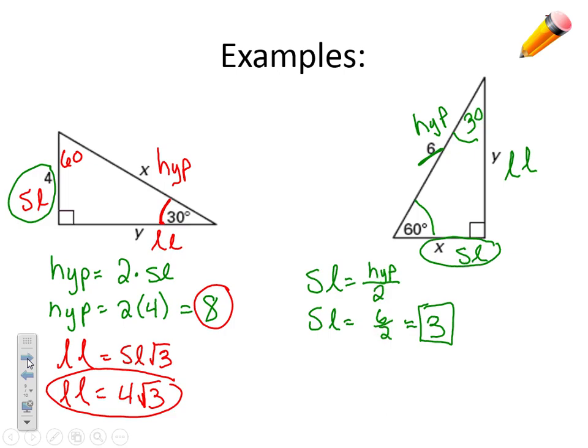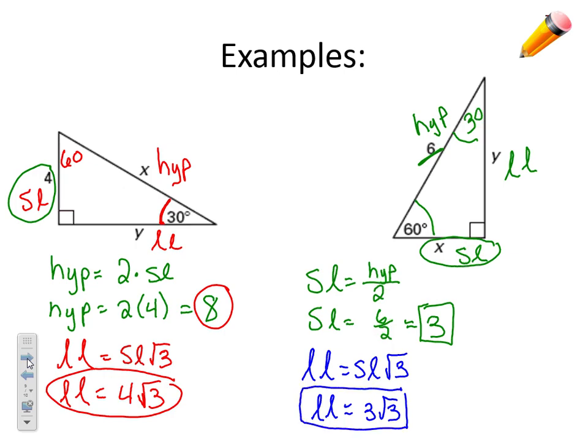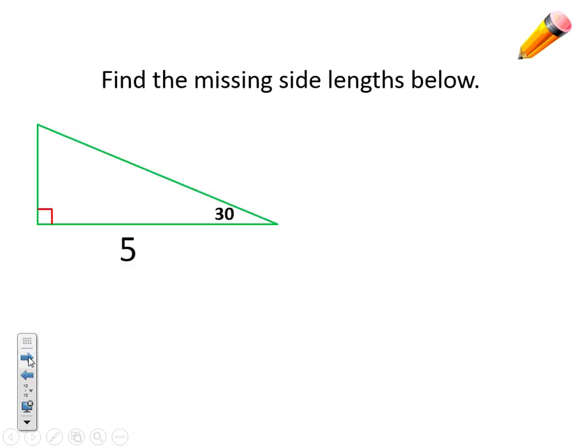Now that I know my short leg, now I can find my long leg. So my long leg, or my y value, equals the short leg times the square root of 3. So the long leg is going to equal 3 square roots of 3. And now that one's done because I know both sides. All right, here comes our last example. Make sure you have that last one down, please, ladies and gentlemen.